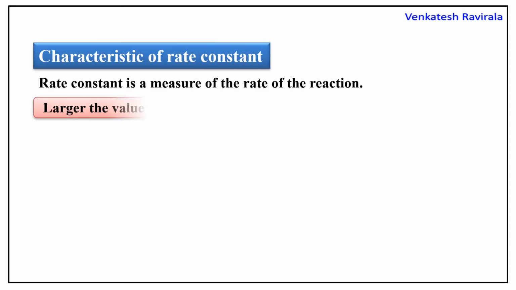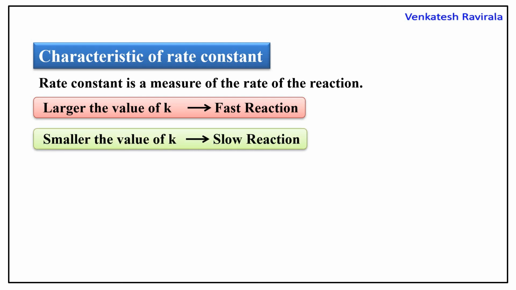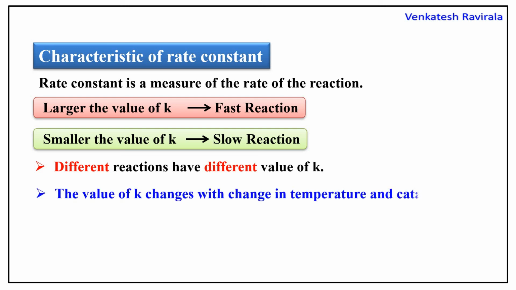Next important thing is: what are the characteristics of the rate constant? Generally when you have a larger K value, the rate of reaction is also more. It is a very fast reaction. Wherever K is more, the reaction is fast; wherever K is small, the reaction is very slow. Different reactions have different values of K. The value of K changes with respect to temperature and catalyst only. When you change the temperature or catalyst, the rate constant also changes.